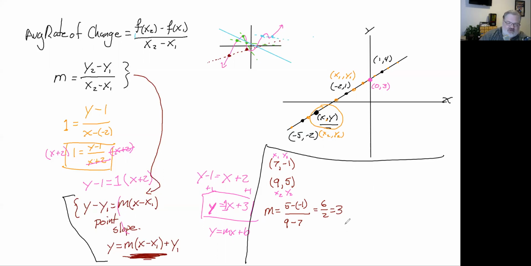Gosh, we're really avoiding fractions today. Make sure you practice those fractions. So we have a slope, m equals 3.